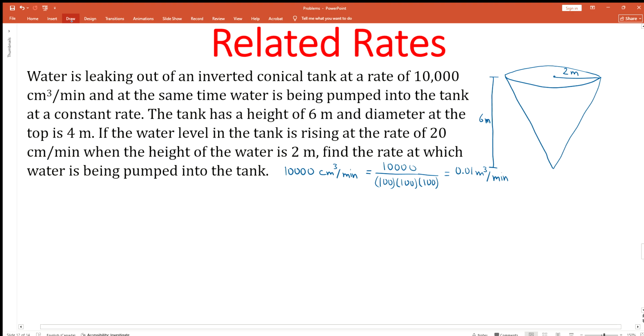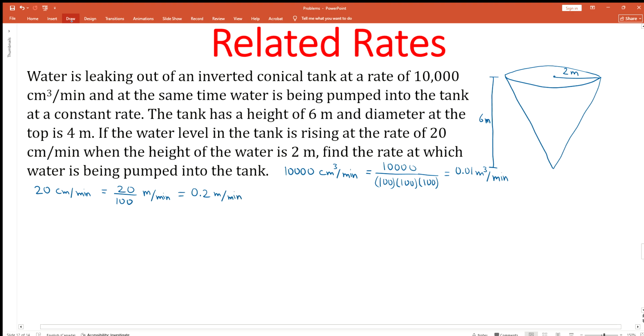Next, we can change the given rate 20 centimeter per minute to meter per minute. We should divide 20 by 100 because 1 meter equals 100 centimeter. I get 0.2 meter per minute.